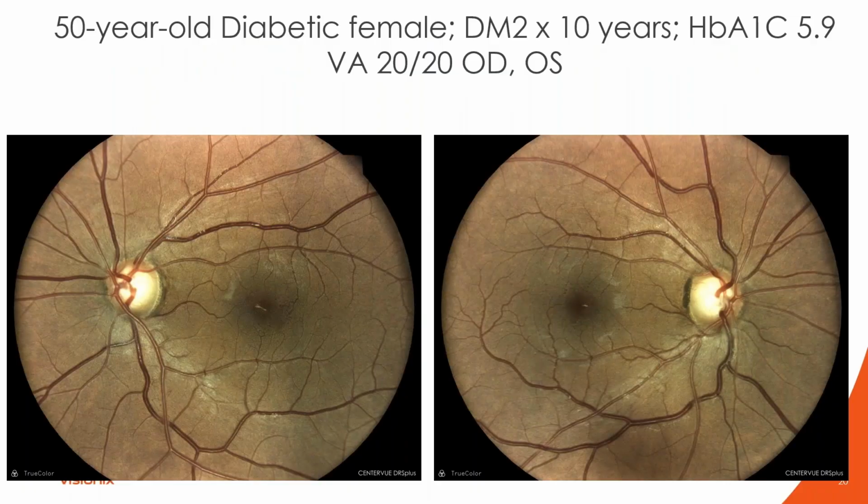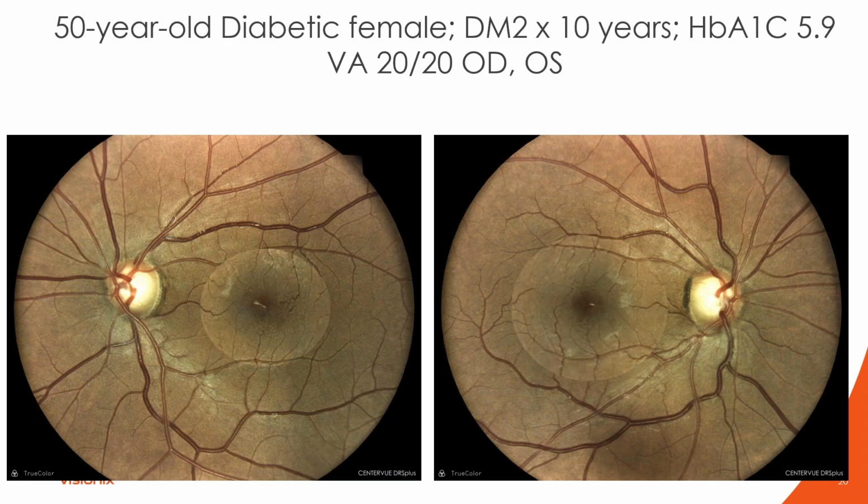One more example here of a diabetic 50-year-old. She's been diabetic for 10 years with an A1C of 5.9, and she's 20/20 in both eyes. So, looking again pretty quickly at her, she looks fantastic. Vision's excellent. A1C is under control. So at quick glance, this patient's in good shape, except for the optic nerves, which we're not talking about.